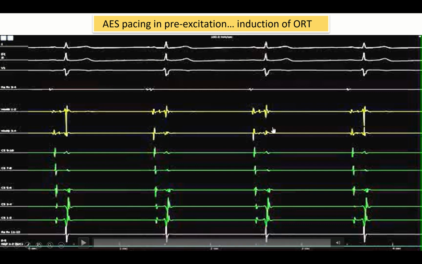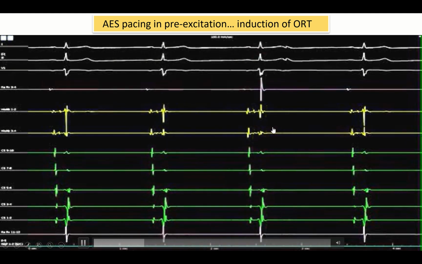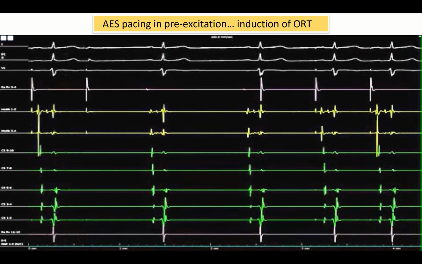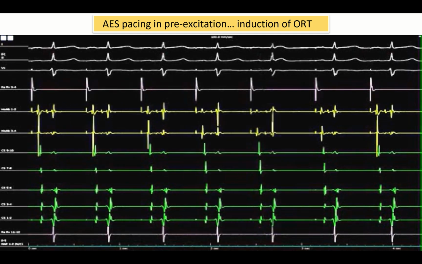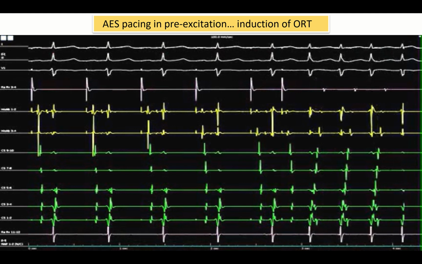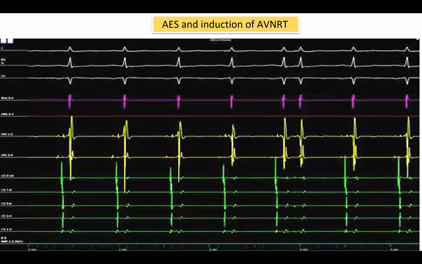And we can see it is 1-to-1 conduction, earliest atrial activation CS distal. So we are dealing with a left lateral accessory pathway, which is completely different from the AVNRT.